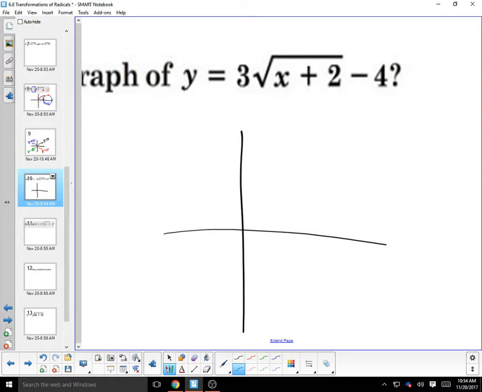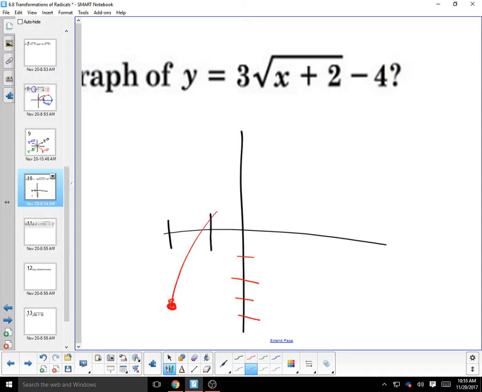How many to the left? Saying negative 2 to the left is like negative times a negative makes a positive, right? So if I'm going the opposite of 2 to the left, I'm going 2 to the right. You see what I'm saying? So 2 to the left and then what? 1, 2, 3, 4. And then what?